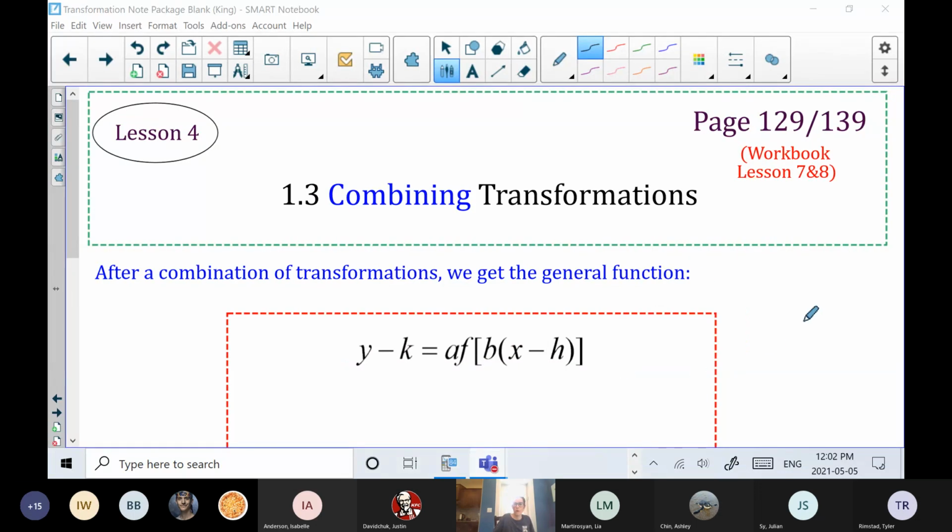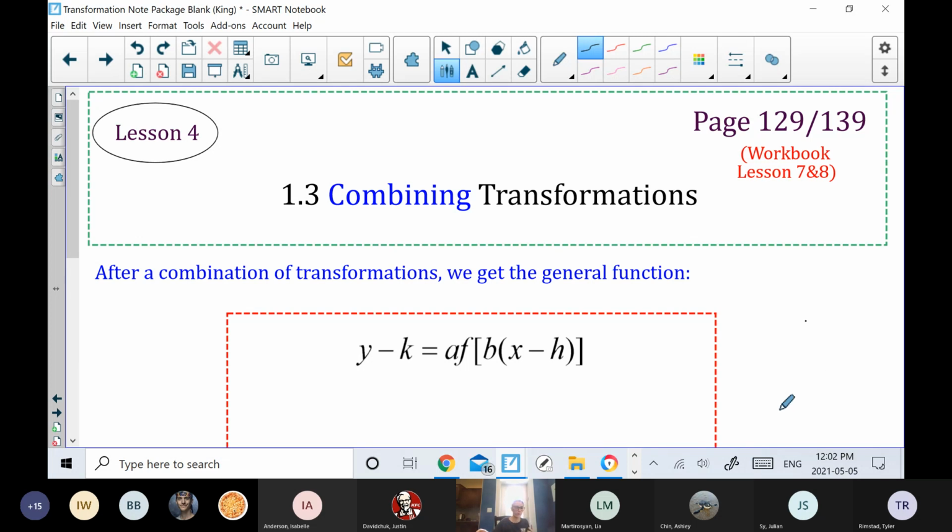Okay, so what we are doing is our lesson on combining transformations. Again, this is going to be in your note package, and then we will also be doing the 2 lessons in the workbook as well. What this is, it is putting everything together.